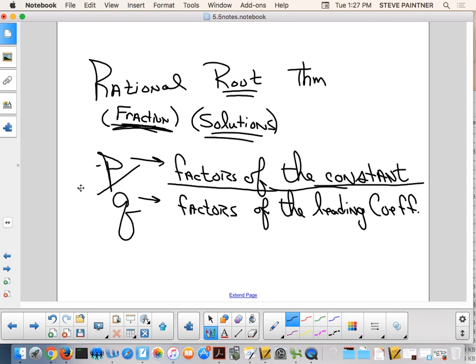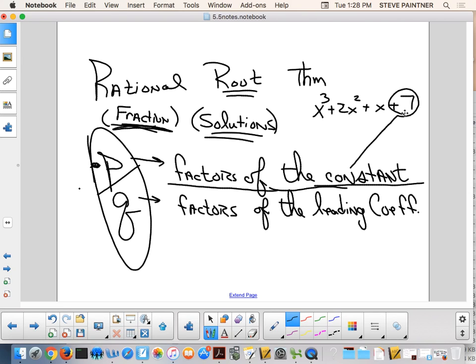Now, here's how weird it is. Your fractional answers look like this: P over Q. So now, what's P stand for? Factors of the constant. So if you had x cubed plus 2x squared plus x plus 7, this 7 is your constant. Q stands for what? Factors of the leading coefficient.